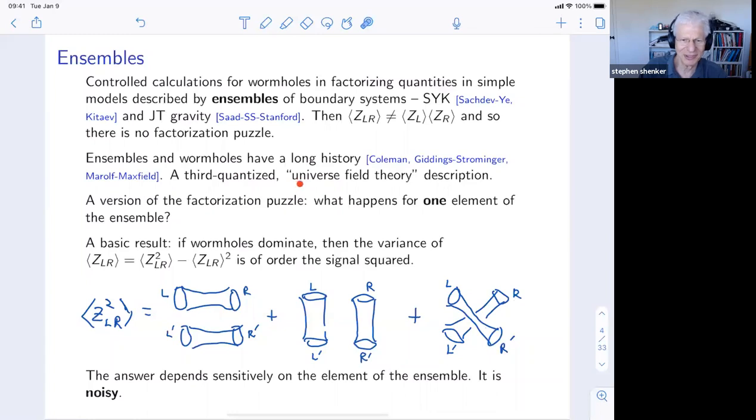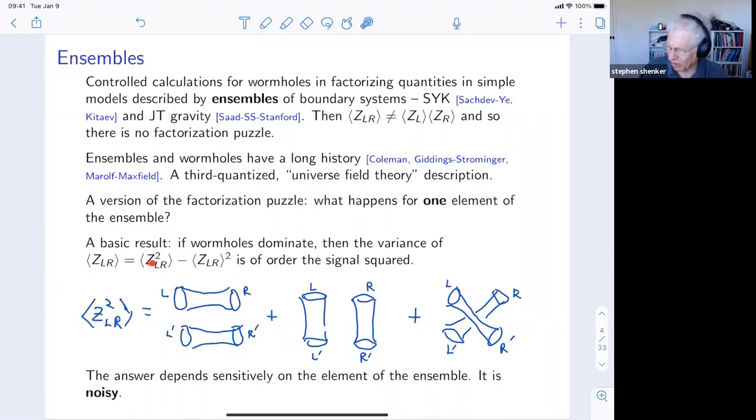Well, in these ensembles, you don't have a factorization problem, but you can ask a version of the factorization puzzle in a place where we have some control. You can say, what happens for one element of the ensemble? SYK is a system of fermions coupled together with random couplings. What happens if you take one draw from those distributions? You have one fermion Hamiltonian.